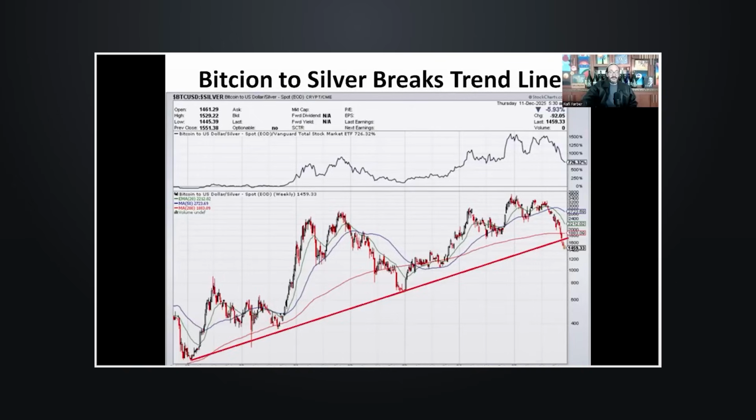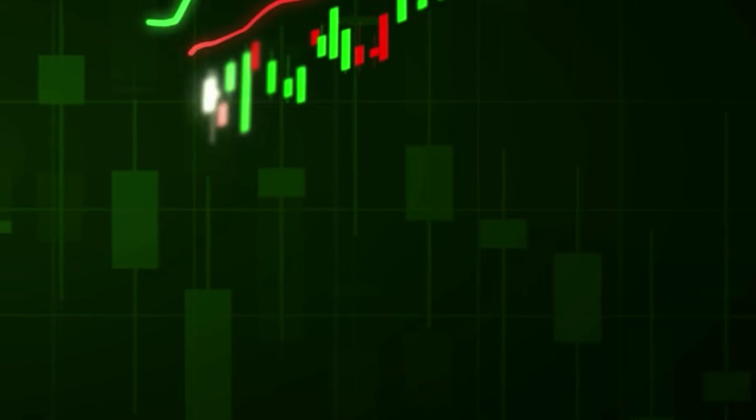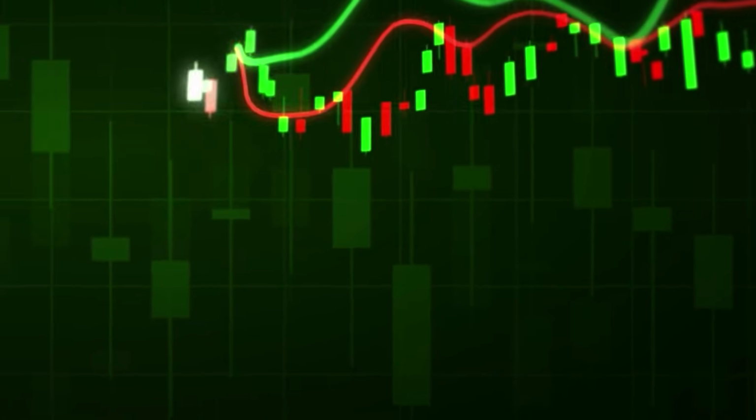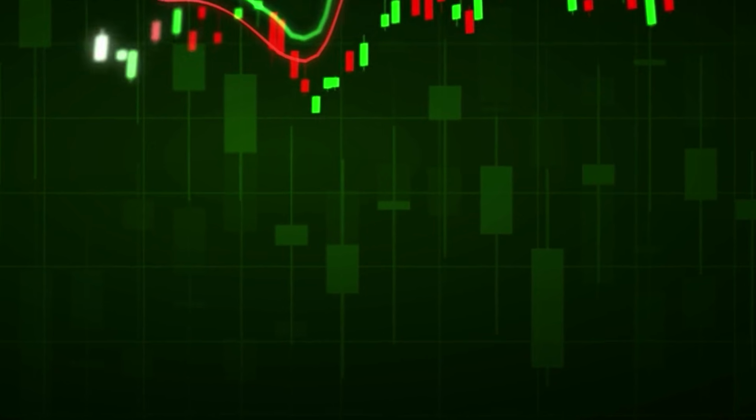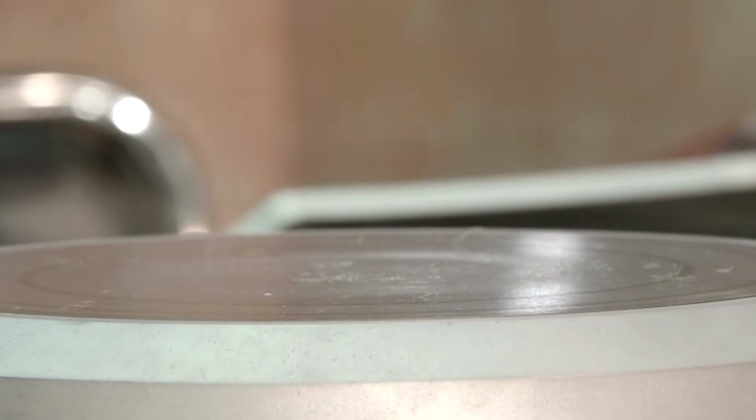Let's talk about Bitcoin to silver. The Bitcoin to silver ratio has broken a trend line that's been in place since the bottom in 2019. Ratios comparing Bitcoin to silver and gold have broken long-standing trend lines, signaling underperformance relative to hard assets. These technical shifts often precede prolonged declines rather than short-term noise.